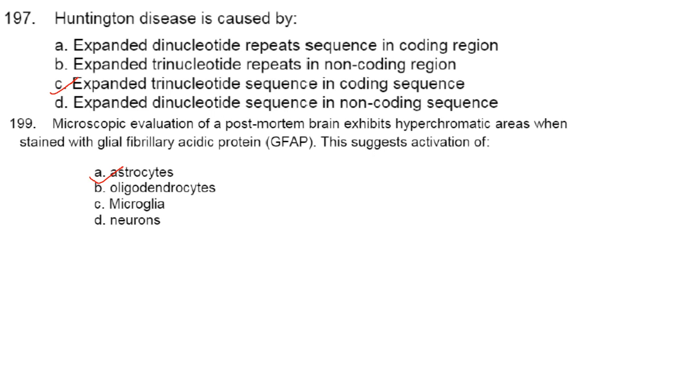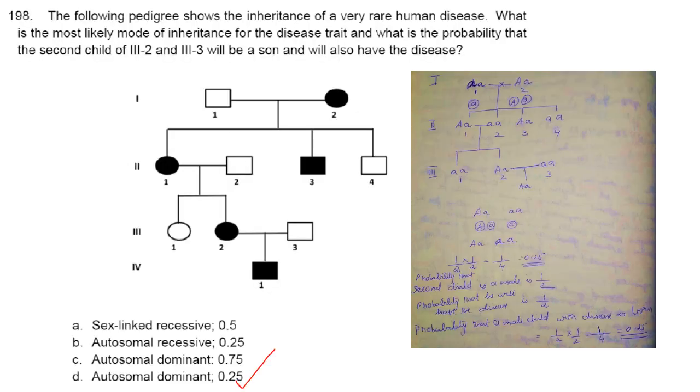Microscopic evaluation of a postmortem brain exhibits hyperchromatic areas when stained with glial fibrillary acidic protein. This suggests activation of. So glial fibrillary acidic protein is an intermediate filament 3 protein uniquely found in astrocytes in the CNS, non-myelinating Schwann cells in the PNS and enteric glial cells. So answer here is option A, that is astrocytes. Coming to the next question.